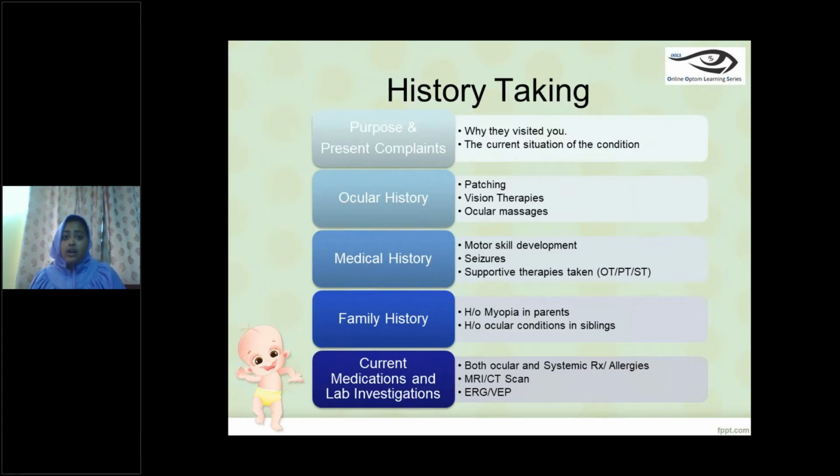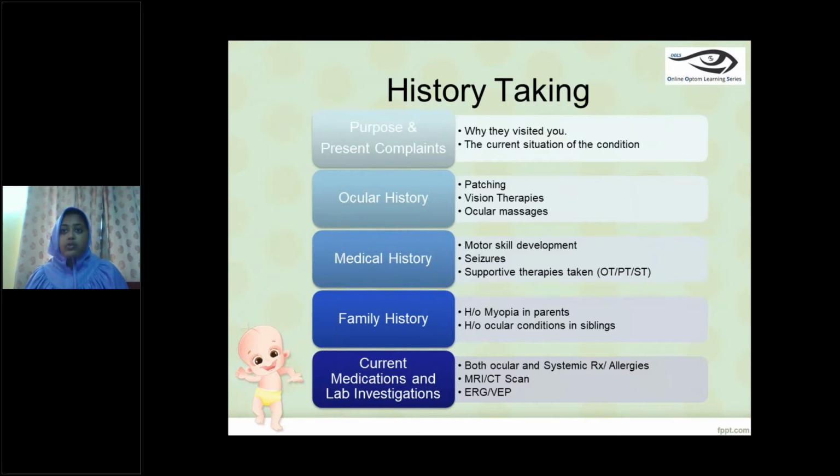We have to ask about the abnormal head postures the baby keeps during regular activities. So those are the things we have to ask differently from what we would usually ask some patient. Moving into the ocular history, normally we would ask about the glasses and the contact lenses, any diseases or any surgeries. But what is different here is, first we have to ask about the compliance.